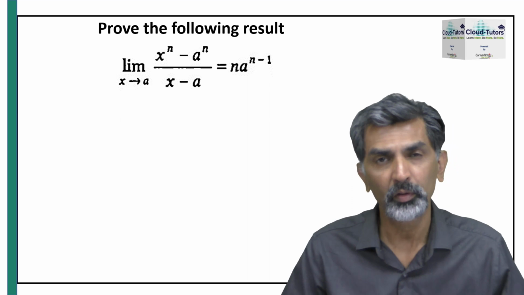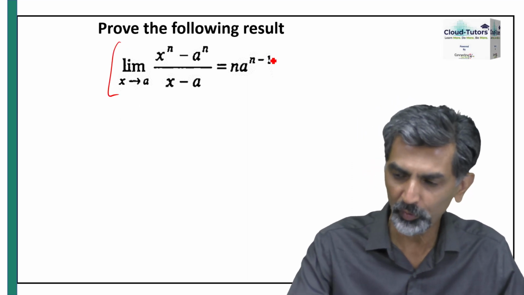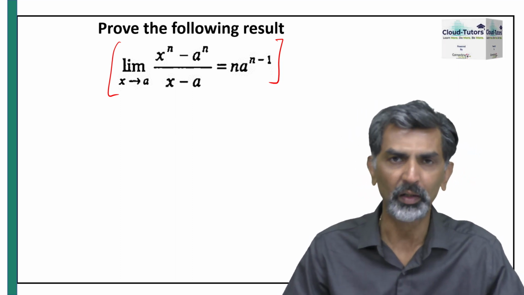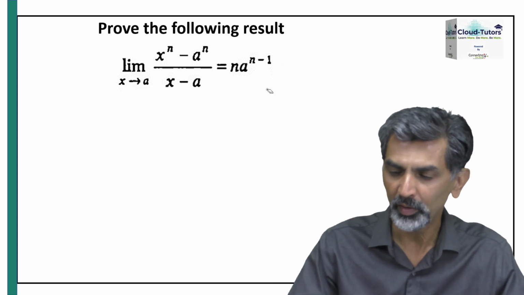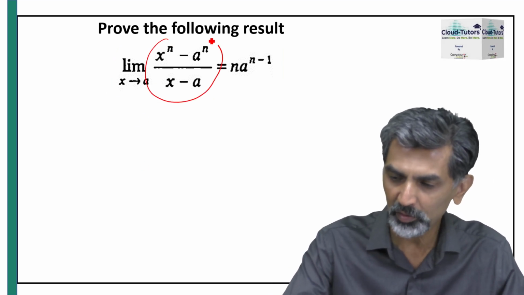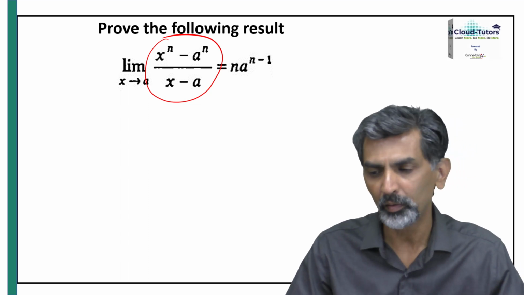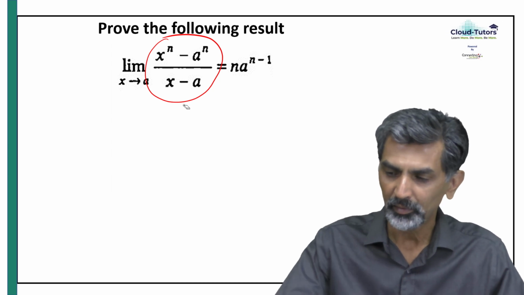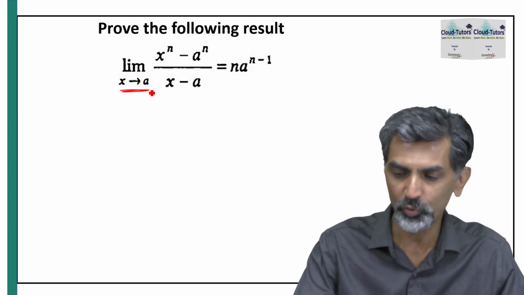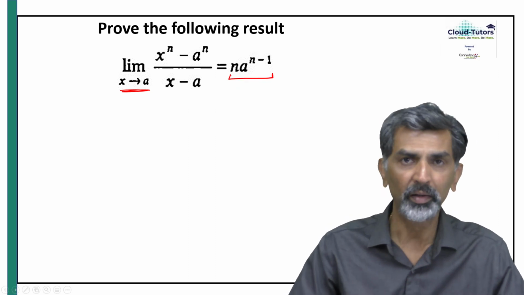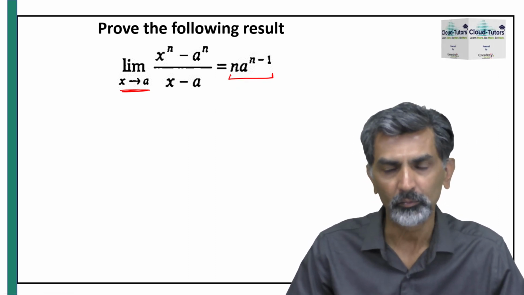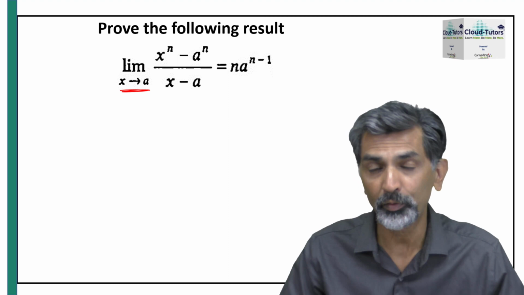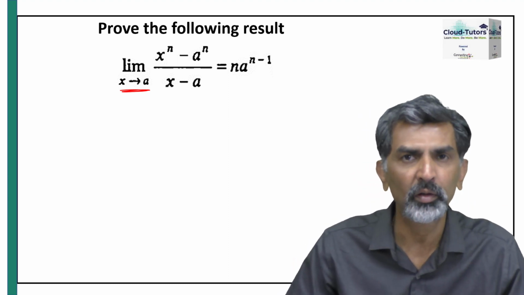Now there is an important result to prove, and this is a useful result because quite a few questions in limits can be answered with that result. So what does it say? It says that if the function is of this form, (x to the power of n minus a to the power of n) divided by (x minus a), then the limit of that function as x approaches a is given by n multiplied by a to the power of n minus 1. And this result is also useful in the next chapter on derivatives, as you will see later.